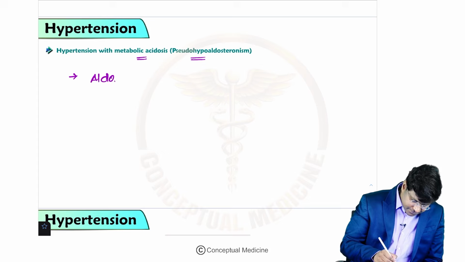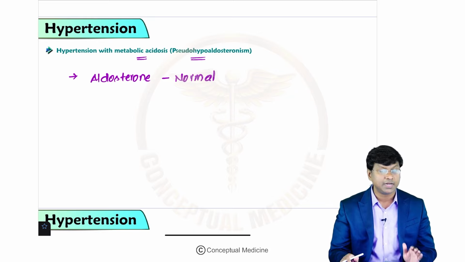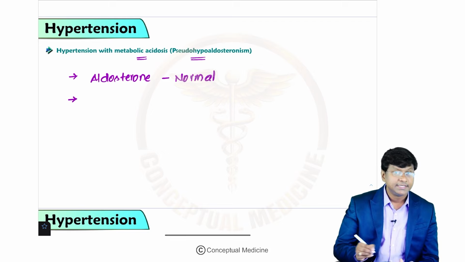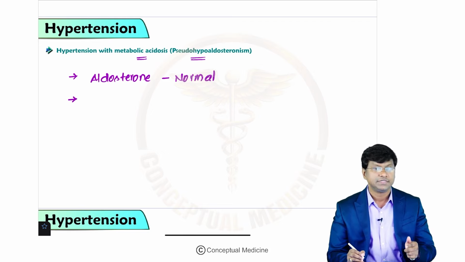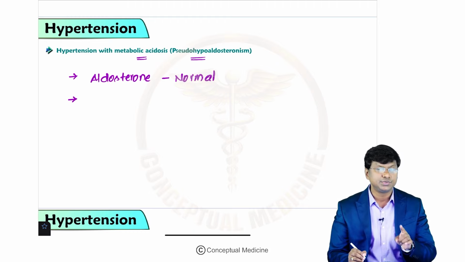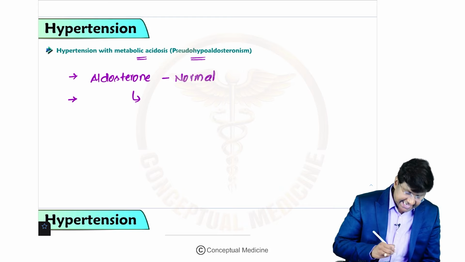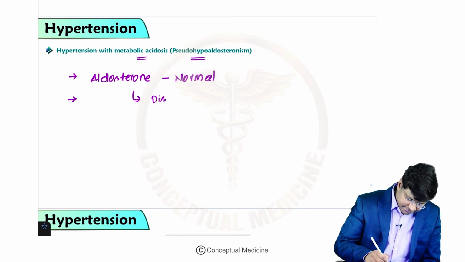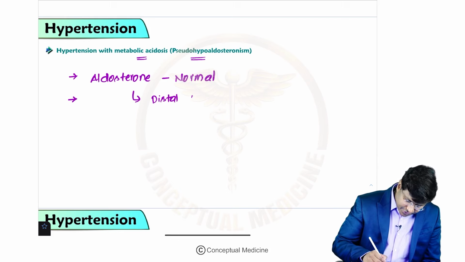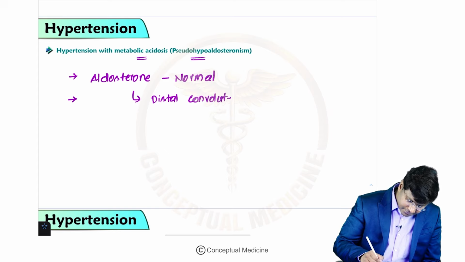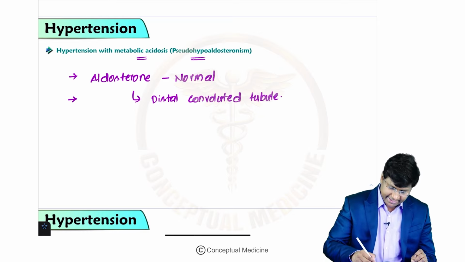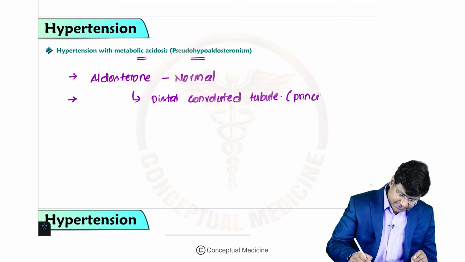Aldosterone levels, if you see, are normal, right? There is an adequate amount of aldosterone, but the action of the aldosterone is not there. So there is renal tubular unresponsiveness or resistance to the action of aldosterone. So where will this aldosterone act? The aldosterone will act on the distal convoluted tubule, the DCT, and on which cells in the DCT? That is on the principal cells.